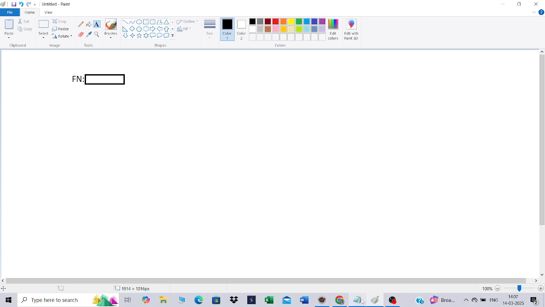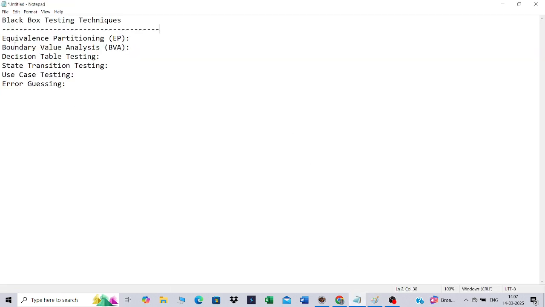So in terms of black box testing, there are some 4 or 5 techniques we have to use while creating the test cases. One is equivalence partitioning, and then boundary value analysis, decision table testing, state transition testing, use case testing, and error guessing, guys. So we will try to understand them one by one, guys.